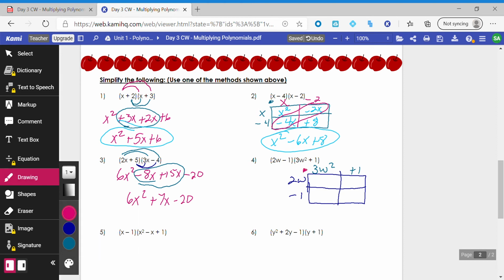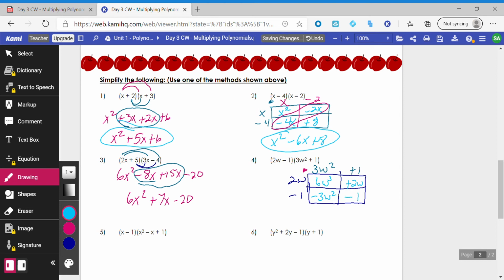And I'm going to multiply every item together. So we got 2w times 3w squared. 2 times 3 gives me 6. W times w squared, we add our exponents, so now I have 3, so w cubed. 2w times positive 1, so that's a plus 2w. Negative 1 times 3w squared, I just changed the sign, so negative 3w squared. And then negative 1 times 1, minus 1.